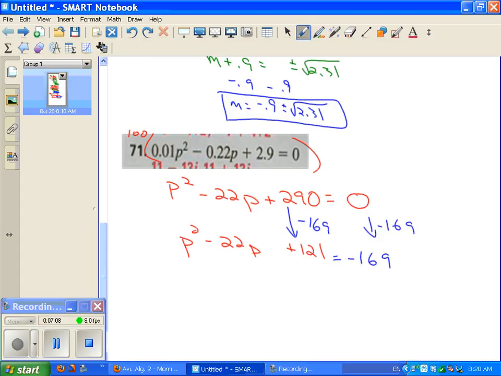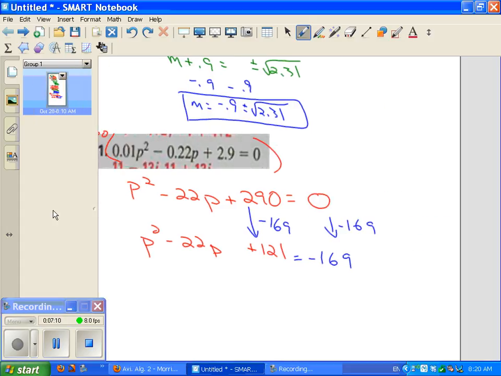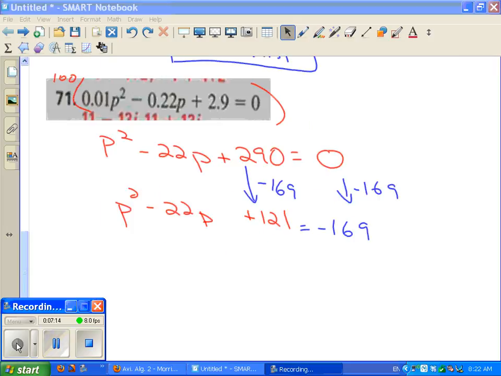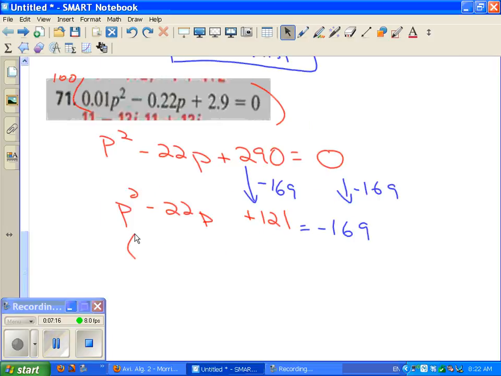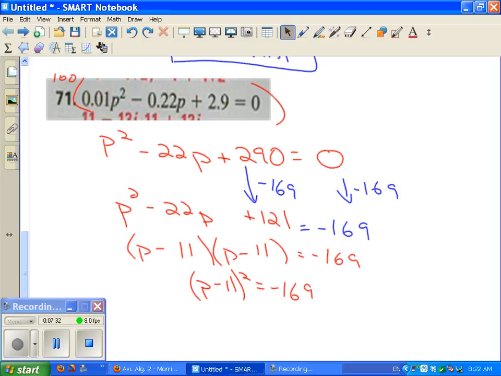All right, and then I try to factor this thing over here on the left. So we go ahead and factor the left-hand side. So I get p minus, minus. Multiply together to get 121, but add together to get negative 22 is going to be 11 and 11. This side stays the same. So I get p minus 11 squared equals negative 169.